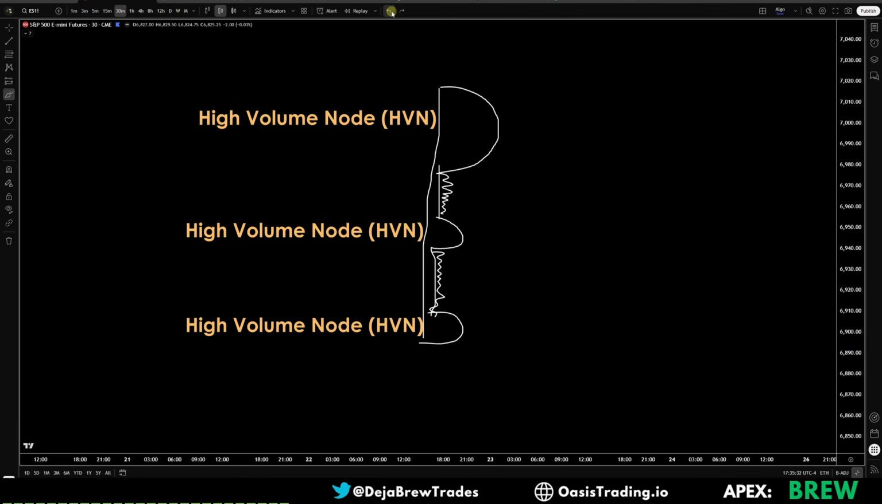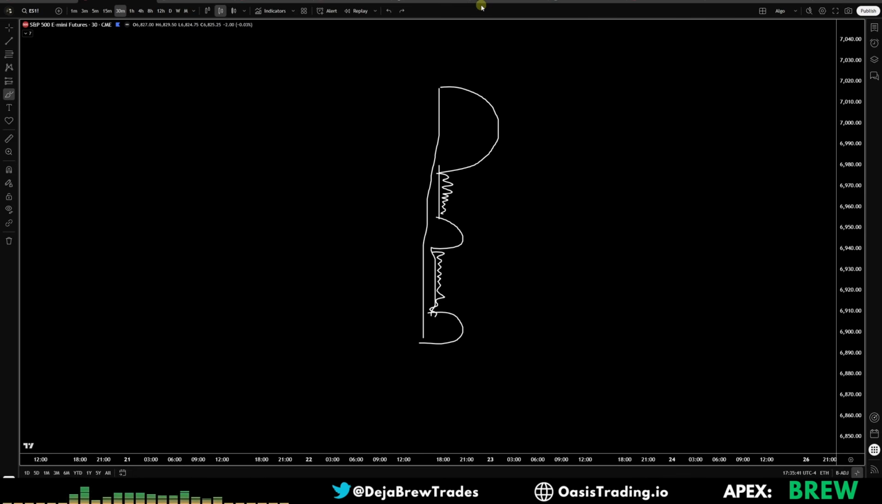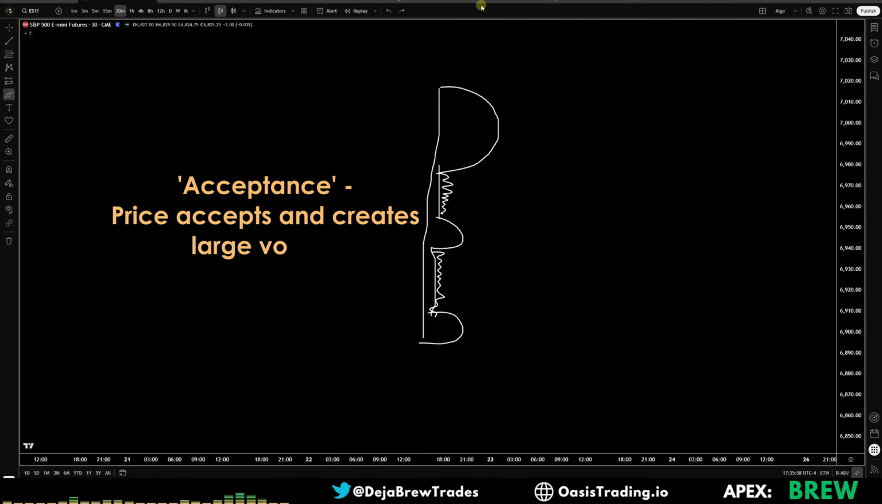Okay. Now, typically when price is moving from one price area to another price area, these nodes will act like magnets, right? The high volume nodes like to act like magnets where price likes to trade in that general area, because we can see that based on the volume profile. It is generating a lot of volume in that area. This is known as acceptance. Price is accepting that area. It is creating a lot of volume in that area.